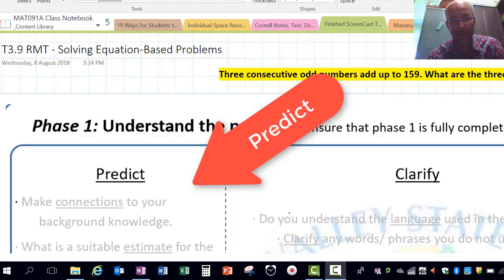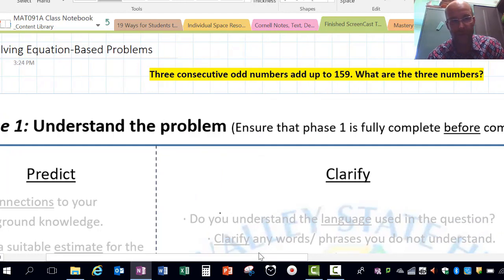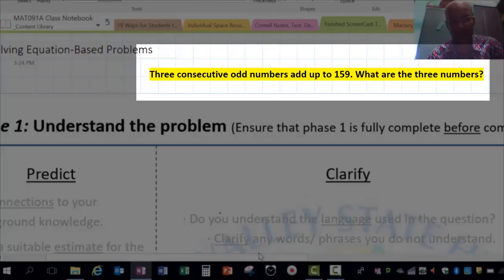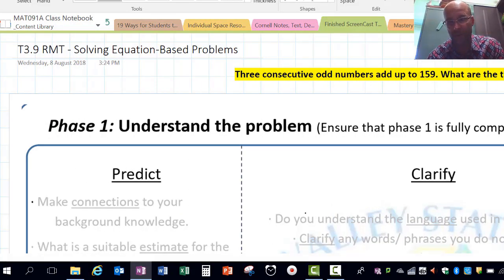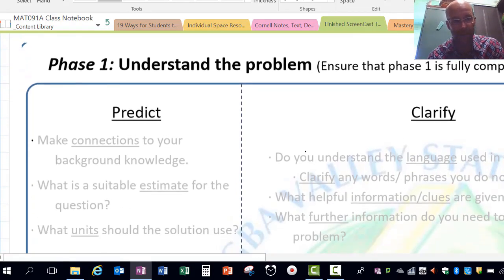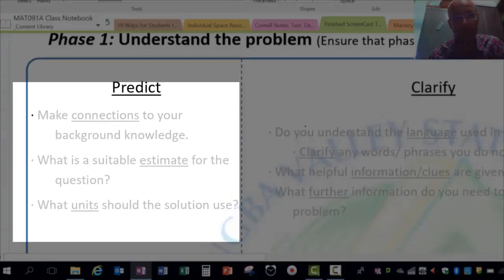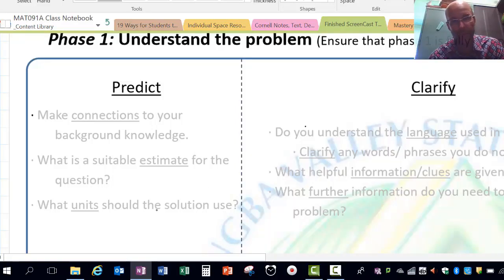In the first step, predict, we reread the question. So let's do that. The problem says 3 consecutive odd numbers add up to 159. What are the 3 numbers? Right, so in predict, it says in grey there, we make connections to any of our background knowledge. What is a suitable estimate for the question? What units should we use? Well, the last one first, there's not going to be any units because we're just after numbers.